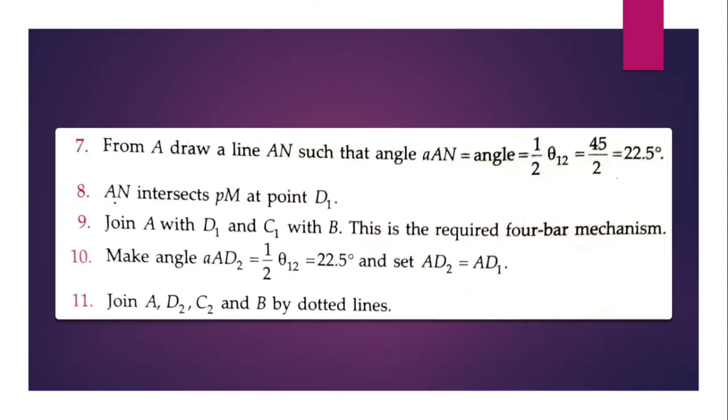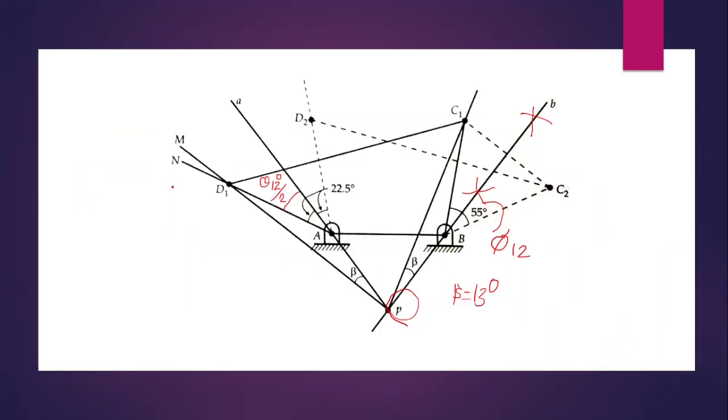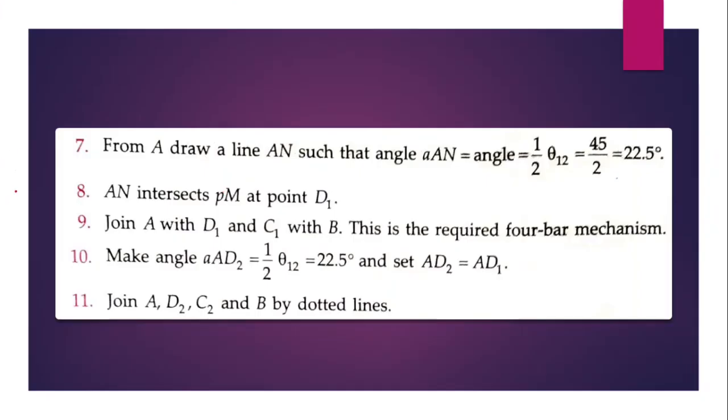Then in the eighth step, AN intersects PM at point D1. We can locate this D1 at the intersecting point of line small letter PM and line capital AN. Then in the ninth step, join A with D1 and C1 with B.